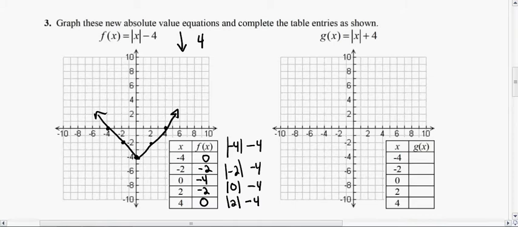My fourth graph, g of x equals the absolute value of x plus 4. I'm adding outside the absolute value bars, which means it's going to be a shift up or down. Because it's positive, it's going to be a shift up 4 points. Go ahead and fill in this table of values. Negative 4, absolute value is 4, plus 4 is 8. Negative 2, absolute value of that is 2, plus 4 is 6. Absolute value of 0 is 0, plus 4 is 4. Absolute value of 2 is 2, plus 4 is 6. Absolute value of 4 is 4, plus 4 is 8. I'll go ahead and graph those points.